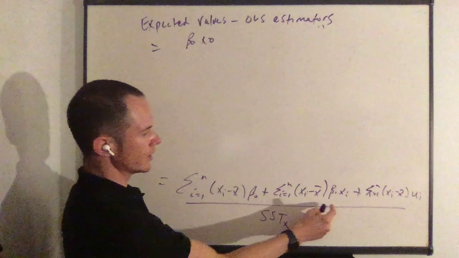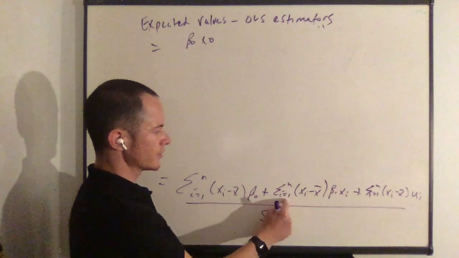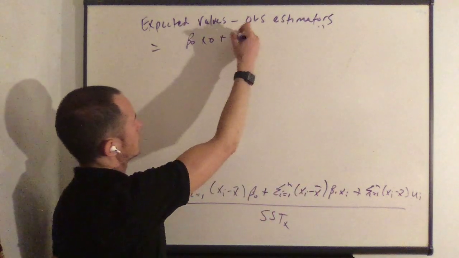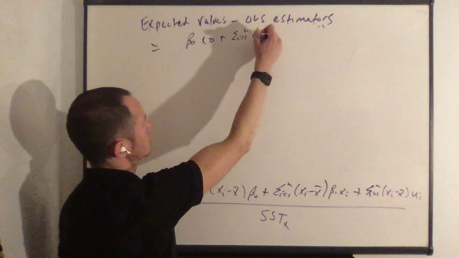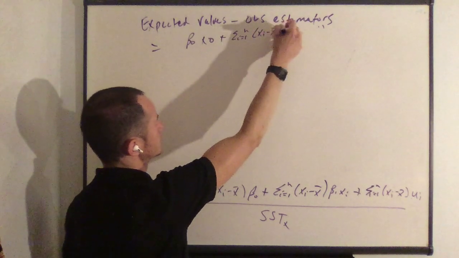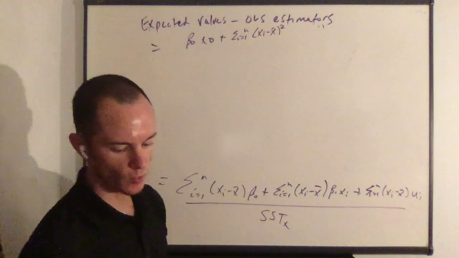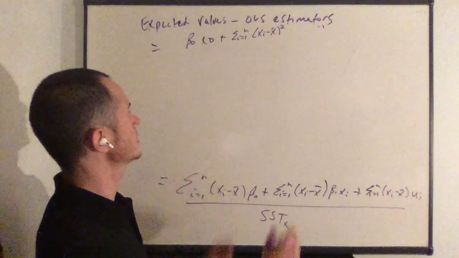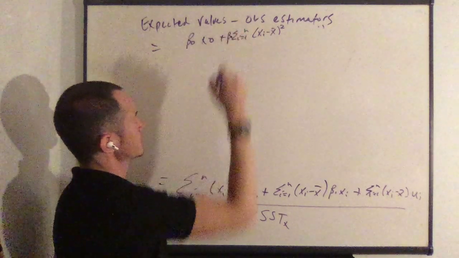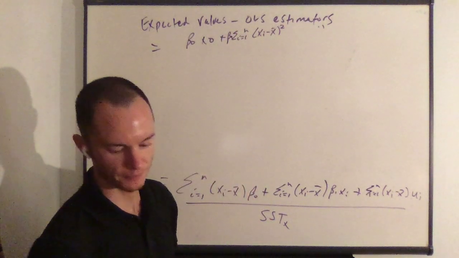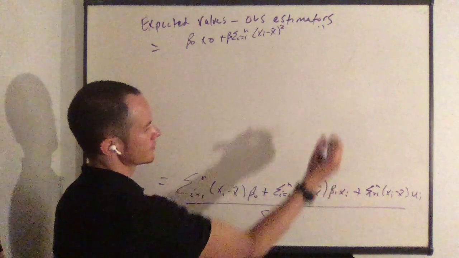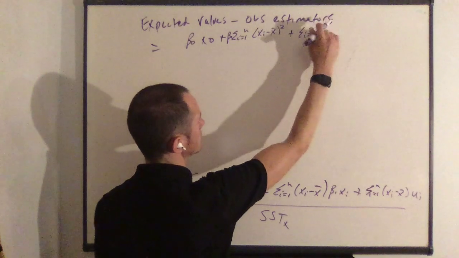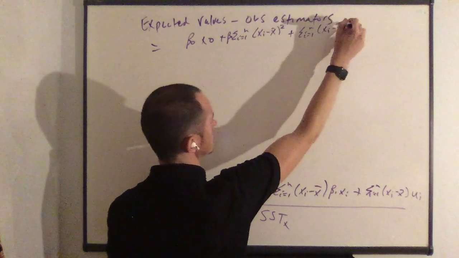And recall that we can write the sum from i equals 1 to n of (xi minus x bar) times xi as the sum from i equals 1 to n of (xi minus x bar) squared, and that's times beta 1. And I'm going to write beta 1 in front of the summation notation because it's not part of the sum. And then we have plus the sum from i equals 1 to n of (xi minus x bar) times ui.